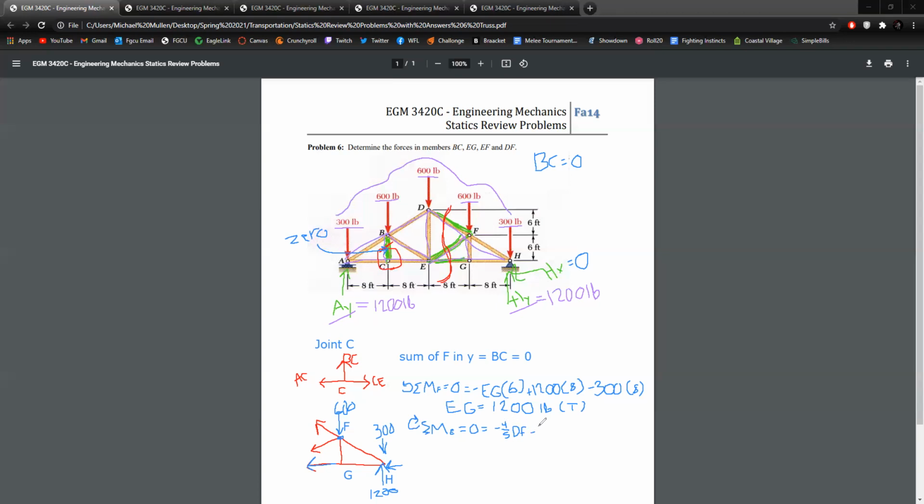And we're going to have minus 3/5. Sorry, I should multiply by our distance from E to DF in the X direction. From E to DF in the X direction is going to be 6 feet. And then we'll have minus 3/5 DF. This distance from E to DF in the Y direction is going to be 8 feet, because DF in the Y direction is going to pass through F and go straight up and down. So that distance from E to F is going to be 8 feet.